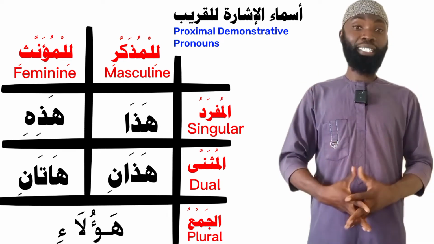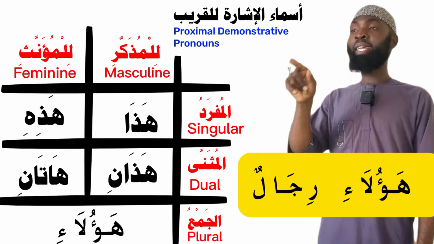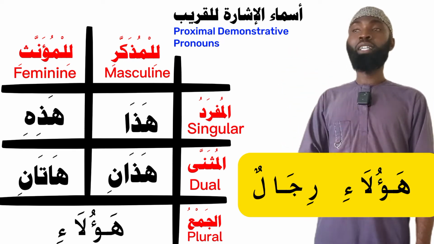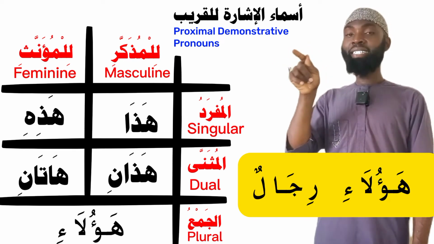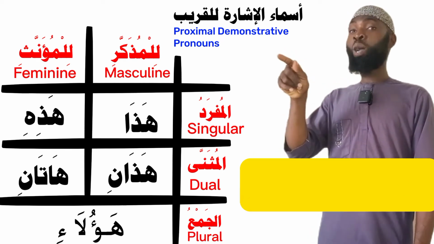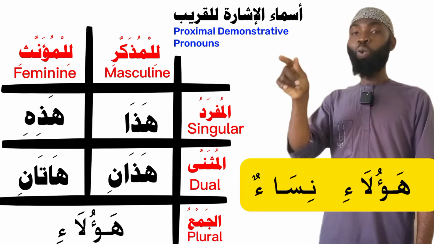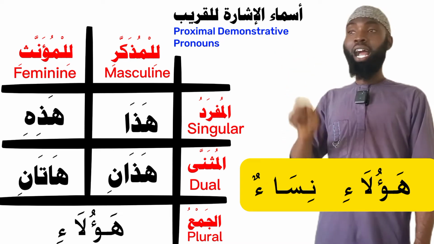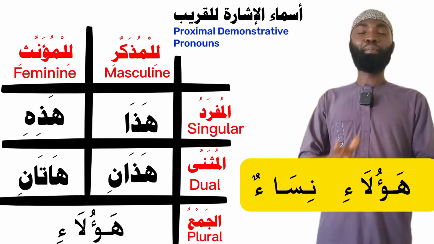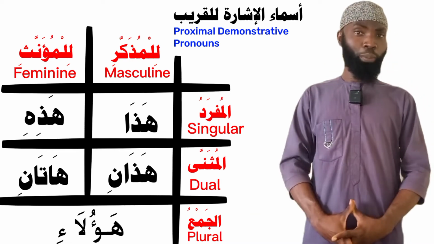Haulai. An example, we simply say haulai rijalun. These are men. Haulai rijalun. These are men. For the feminine, we can say haulai nisaun. These are women. Haulai nisaun. These are women. MashaAllah.